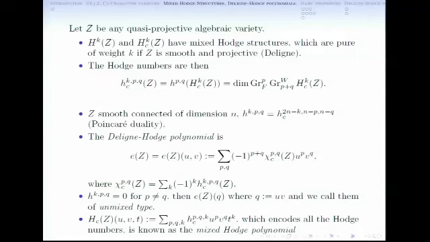Also, recall that there is another polynomial, which is the mixed Hodge polynomial, which gives you all the Hodge numbers. This polynomial gives you an alternating sum, so then you don't get the whole mixed Hodge numbers.